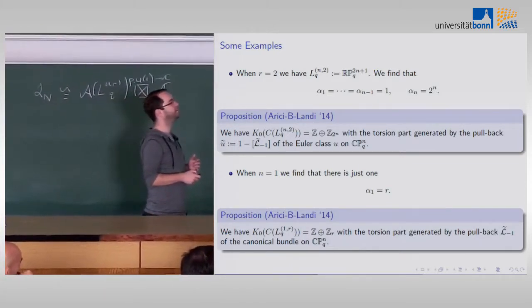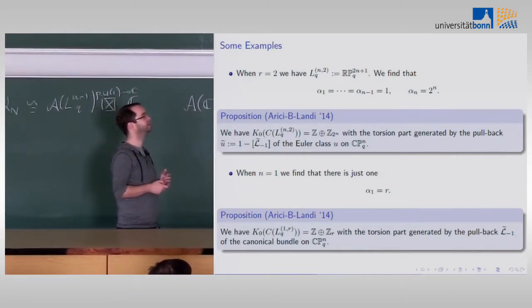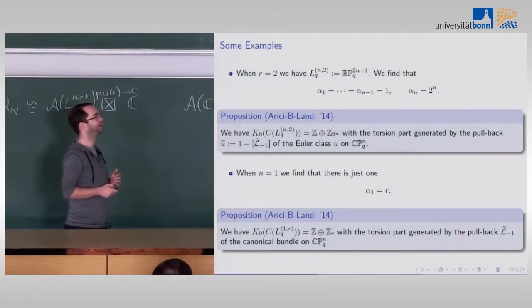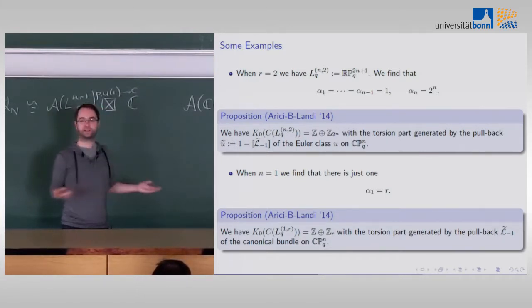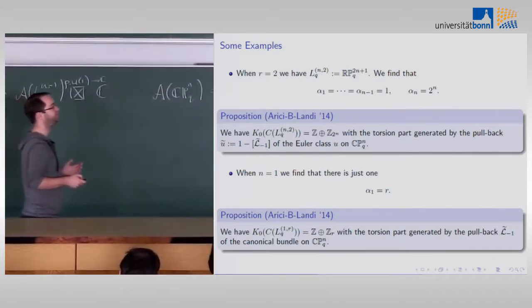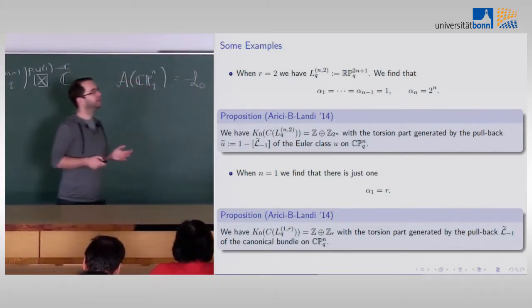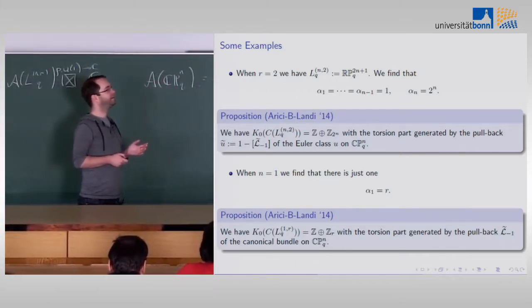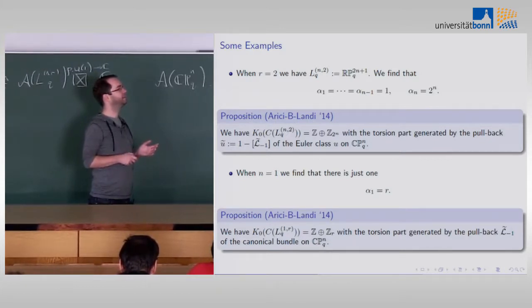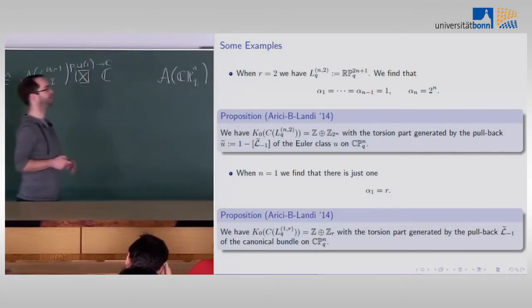But you find that there's only one non-trivial number in this computation when r equals 2. It comes out to be 2 to the power n. Therefore, the K-theory is a copy of the integers, which is generated by the trivial module, plus this cyclic group of order 2 to the n. That is known, but what our method tells you is how to get an explicit generator, and it's the pullback of the Euler class downstairs in this case.